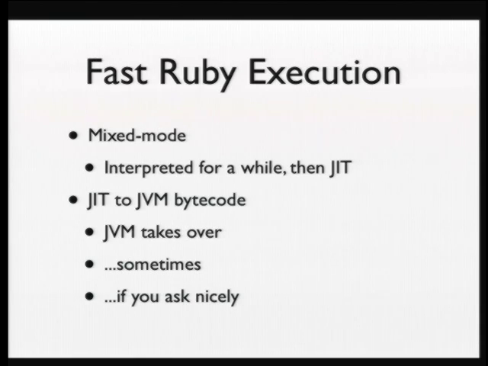So then the final one is actually being able to run Ruby code fast, which is where I spend most of my time on JRuby. JRuby is mixed mode. We do have an interpreter for Ruby code, which means we can run on phones, things like that. But we do switch over and JIT that code as it gets hot. It's fairly naive right now. After about 50 invocations, we'll compile that method. And then the JVM takes over.